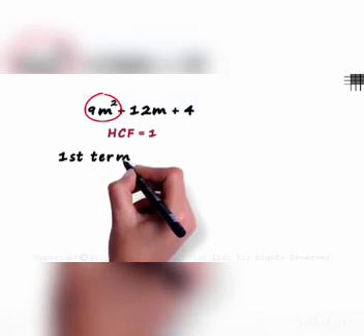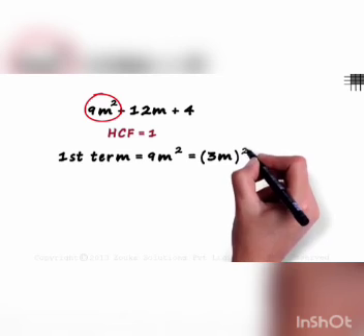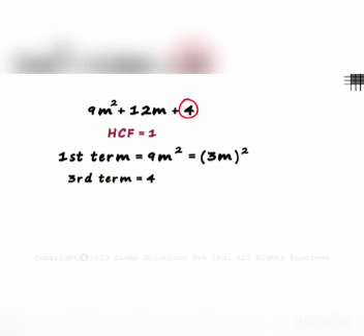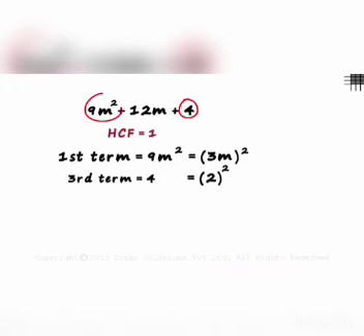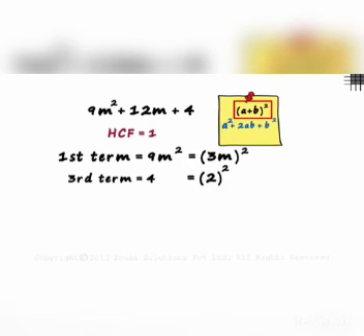The first term is 9m squared. We can also write it as 3m the whole squared. The third term in the polynomial is 4. It can be written as 2 squared. We basically wrote the first and the last term in whole squared terms. Why are we doing this? This is our first identity. A plus b the whole squared equals a squared plus 2ab plus b squared. We got the first and the last terms in this form.